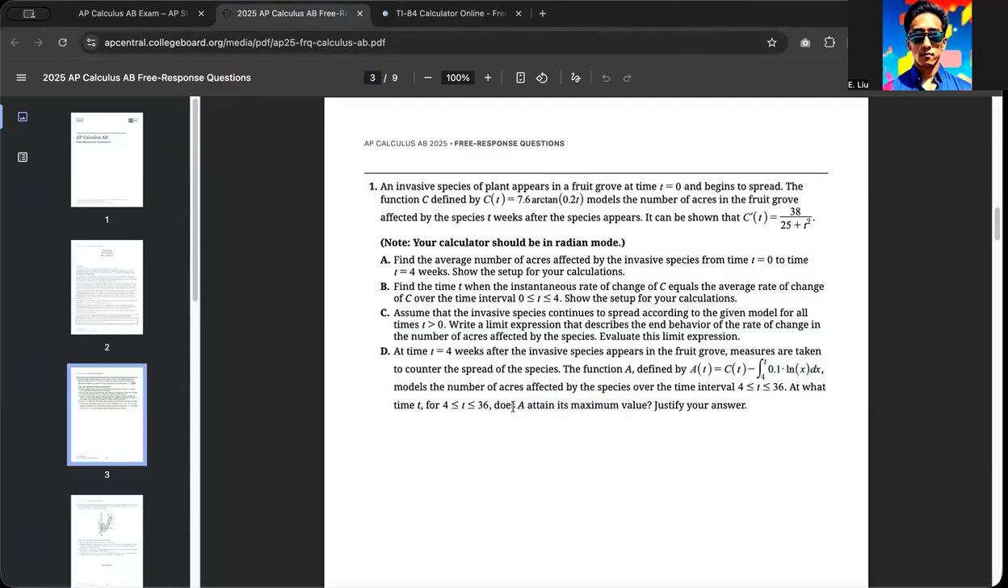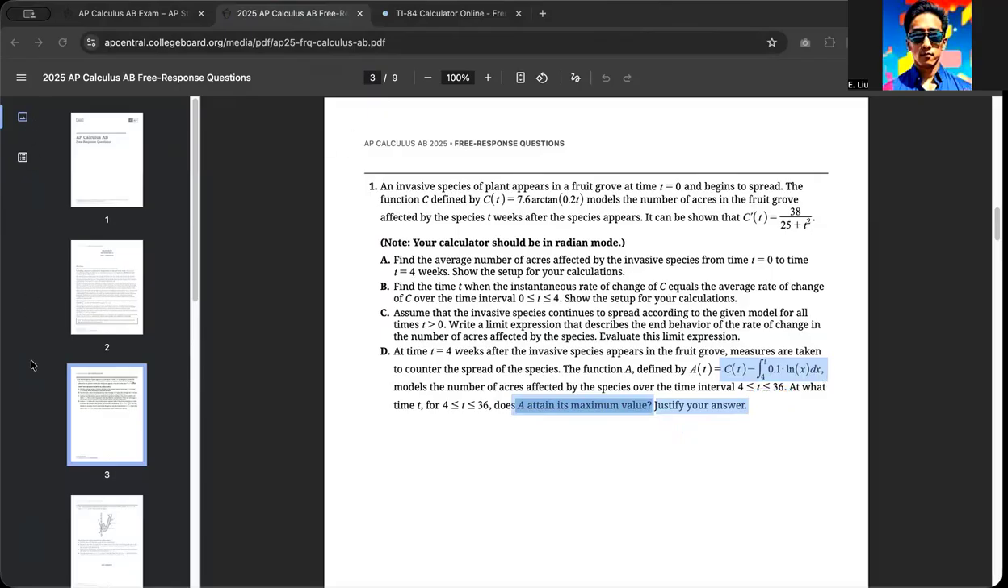Now, here's the thing. Where does it attain the maximum value? That's the first part of this. We need to answer that, which we just did, 11.441. Now we have to justify that answer. Okay. Now, how do we justify that? We usually want to go back and plug it right back into the original equation.